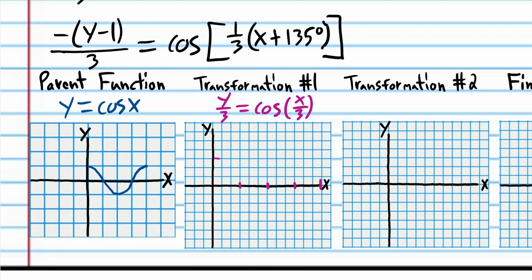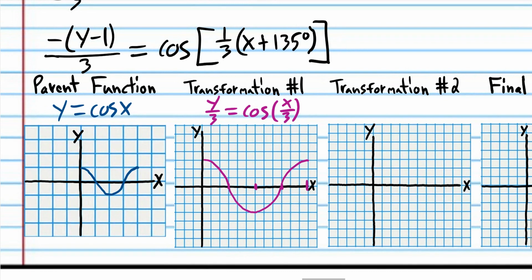So here we go. Here's our cosine curve. So we stretched it this way, and we stretched it this way. Now, we didn't draw any points over here, so technically it didn't get stretched that way because there's no points over there. But all these points, they get stretched that way.